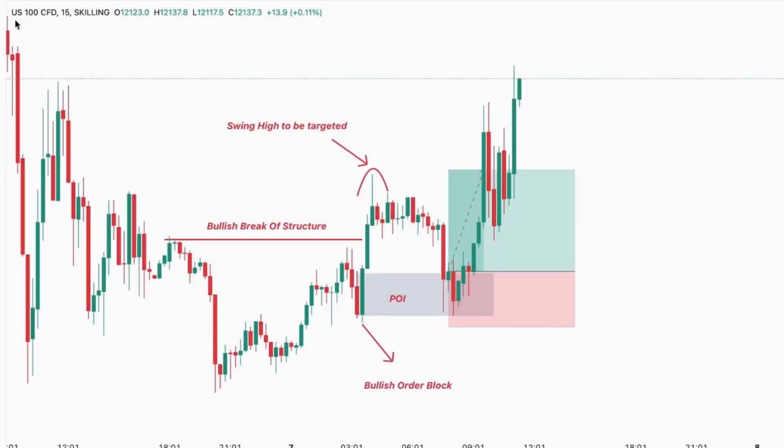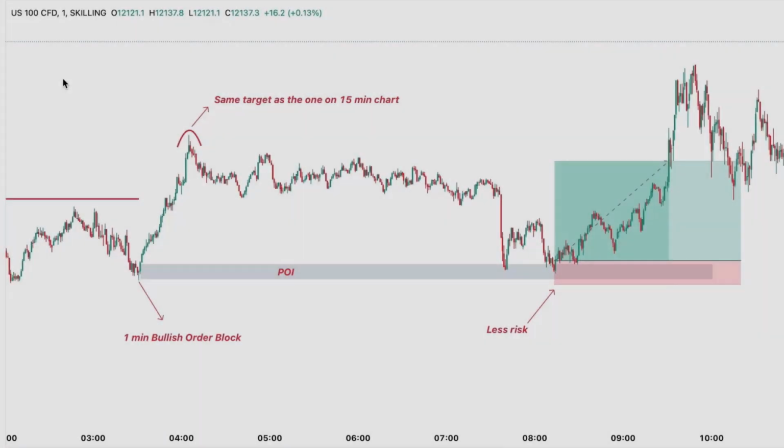We suppose that you are using the 15-minute Nasdaq chart. You spot this bullish order block and select it as your point of interest. If you take your long entry after this bullish candle and put your stop loss below the order block, your risk will be much higher than if you lowered the time frame to 1 minute, for example. Let's see what will happen in this case. Once your order block is refined to 1 minute time frame, the precision will increase and your risk will be minimized. The target is not changing, it will be the same.